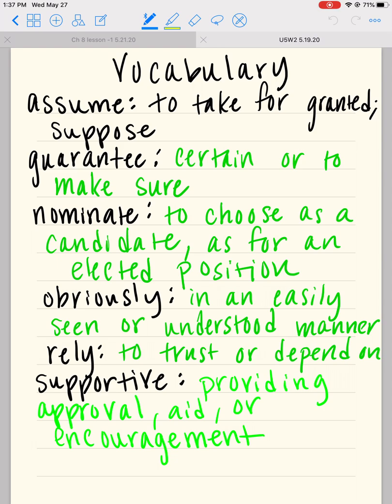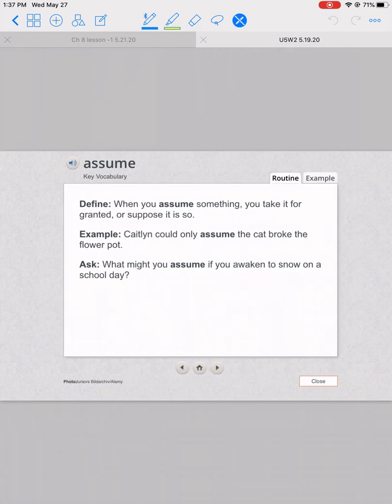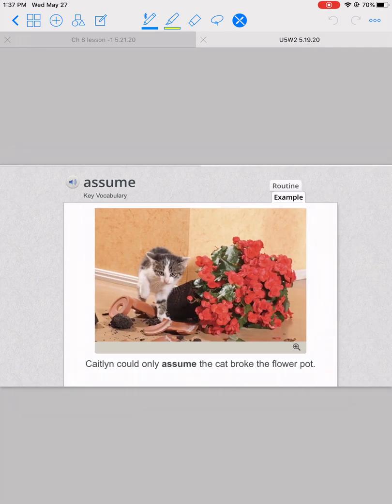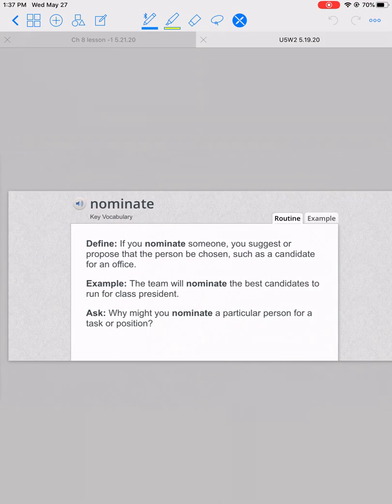Here's your vocabulary. The word assume, guarantee, nominate, obviously, rely, supportive, sympathy, weakling. And then we went through all the examples of assume, define, with a picture. And even if you didn't have audio, you can still read and see the pictures. All of our words.